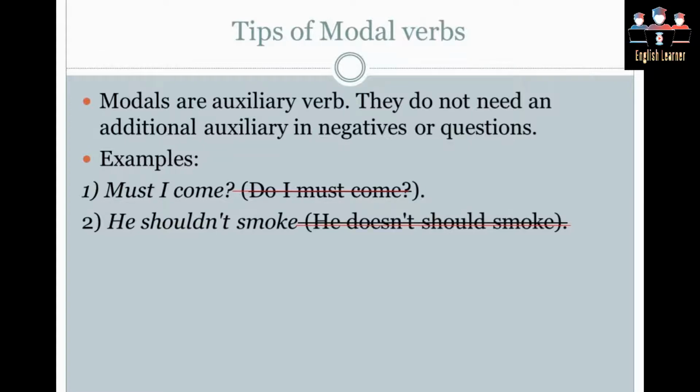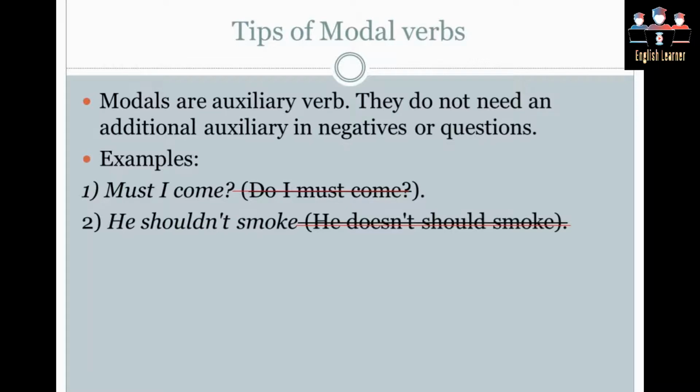Let's have a look. Modals are auxiliary verbs. They do not need an additional auxiliary in negatives or question sentences. Examples. Number 1, must I come? Now in this example, must is used as a question word here. You cannot use an additional auxiliary here in order to make it a question sentence. It will be wrong to say, do I must come.